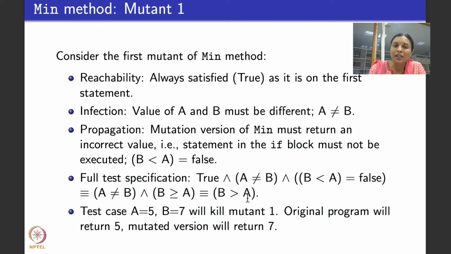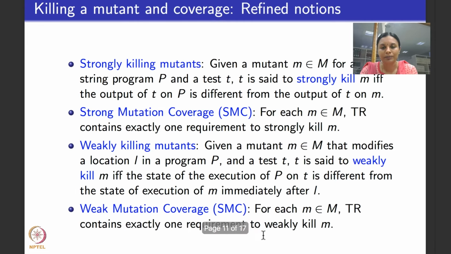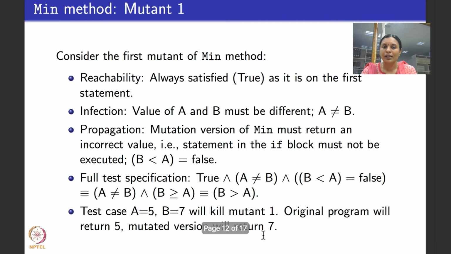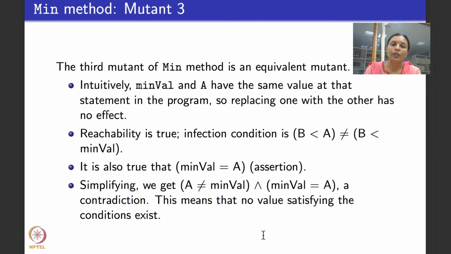So what it means is that given two values which are inputs to the program, A and B, such that B is greater than A, then you'll be able to kill that mutant. So some test case like, for example, A is equal to 5, B is equal to 7, which satisfies this condition B greater than A, will kill the first mutant. Right? Why? Because the original program will correctly return 5, which is the minimum value. The mutated program will return 7 because I've changed the assignment from B to A and the if condition didn't pass. Is that clear, please?